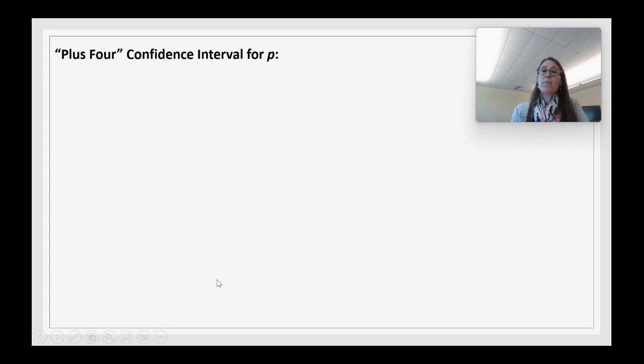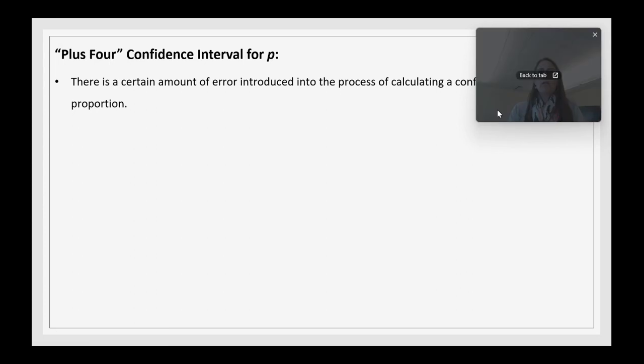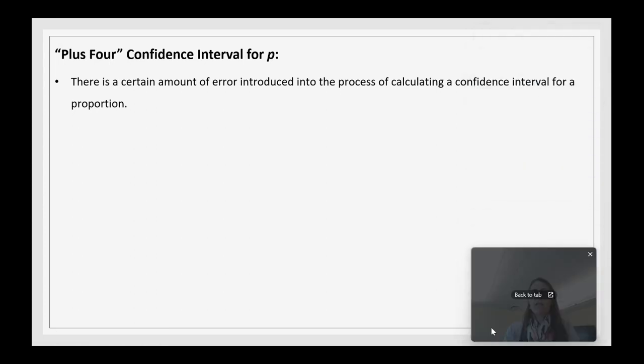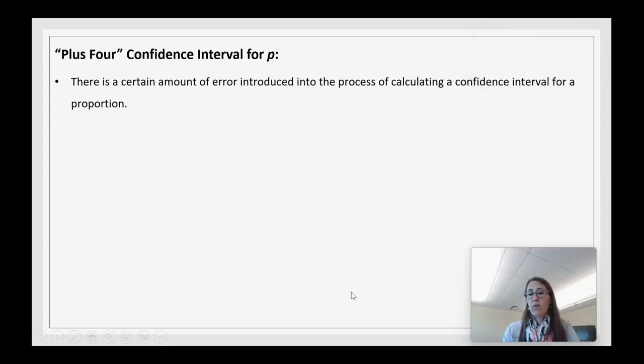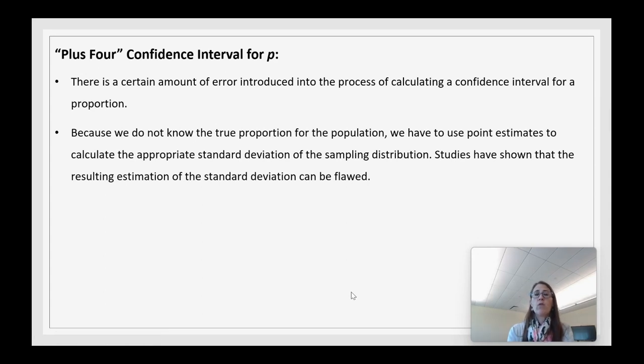So we have this thing called the +4 confidence interval for p. There's a certain amount of error introduced into the process of calculating a confidence interval for a proportion. Because we don't know the true proportion for the population, we have to use the point estimates to calculate the standard deviation for the sampling distribution. And studies have shown that the resulting estimation of the standard deviation can be flawed, right? So we use the p hat and the q hat in the standard deviation formula, and that can give us some error.